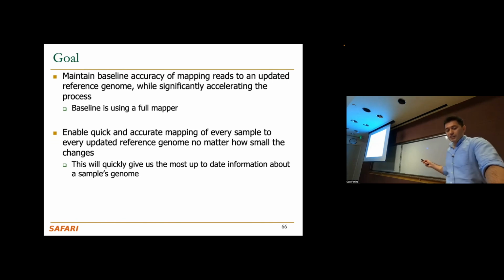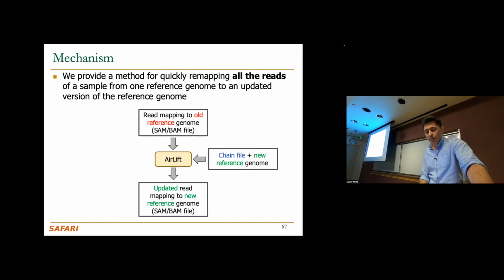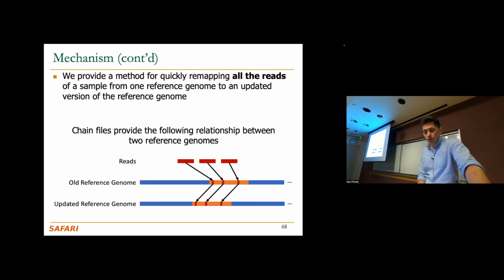We want to enable quick and accurate mapping of every sample, every read, from the old reference genome to the new reference genome, whether they are mapped to the exact matching blocks or the new blocks. We provide a mechanism for that in order to quickly remap the reads. We design our own chain file, our own dictionary, and then we take the read mapping and the old reference genome, and we provide the updated read mapping to the new reference genome so that you won't have to fully map all of your reads to the reference genome.